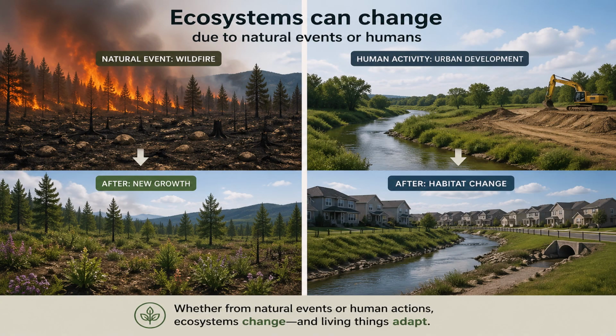Ecosystems can change due to natural events or humans. When a wildfire sweeps through an ecosystem, it acts as a natural reset that breathes new life into the land. By burning away dead brush and dense canopies, the fire recycles nutrients back into the soil as ash and allows sunlight to finally reach the forest floor.